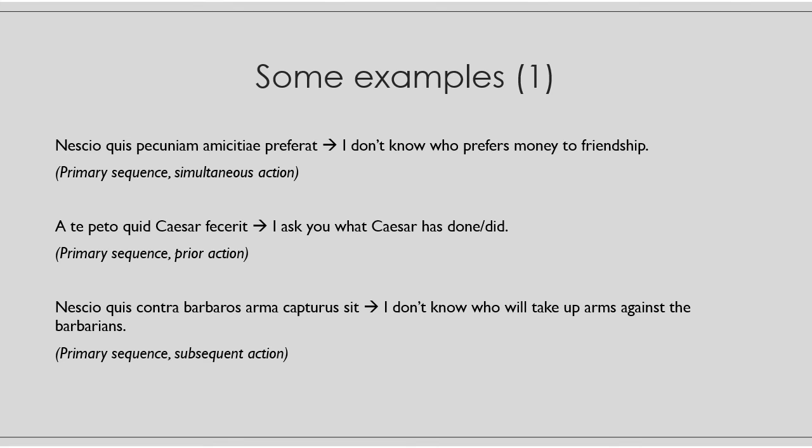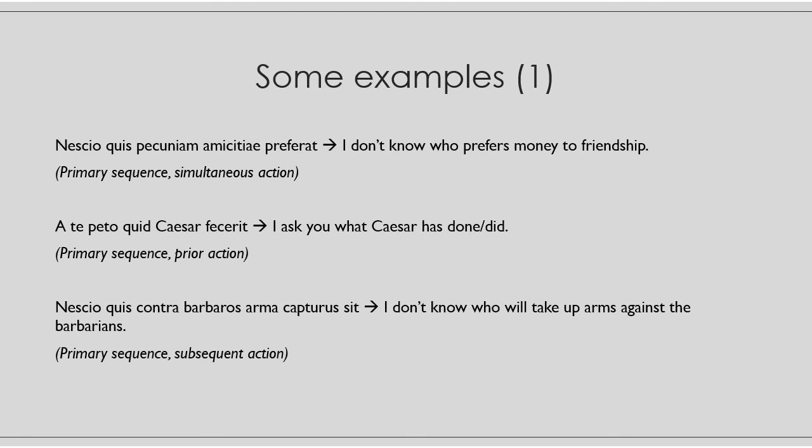Second example, a te peto quid Caesar fecerit. So here, of course, we have peto, which is a present, so a primary sequence verb, and then we have fecerit, which is a perfect subjunctive, which in this case indicates an action which comes prior to the one of the main verb. So the translation would be, I ask you what Caesar did, like in the past, or has done, if we intend it as a completed action.